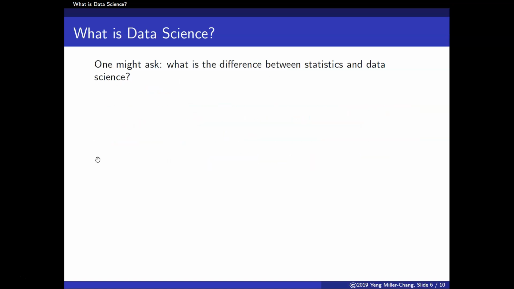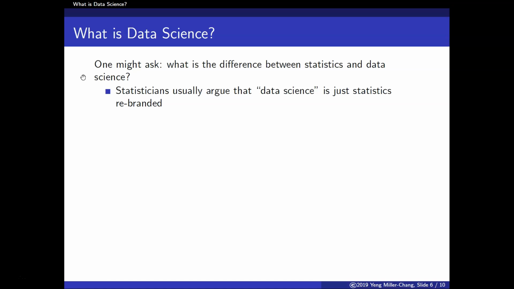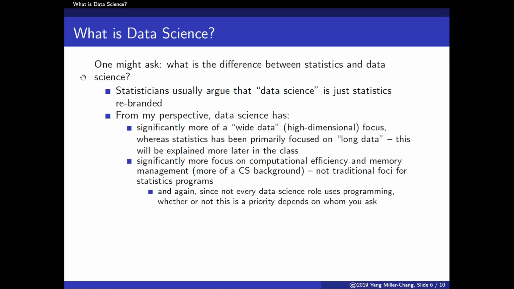A completely valid question is, given the prior definition, what's the difference between data science and statistics? Well, if you were to ask most statisticians, they'd tell you that there is no difference between the two. From my perspective, though, there's much more of a focus on wide data as well as more of a focus on computational efficiency in data science than there is in statistics. Computational efficiency issues are not traditionally of focus in statistics. Again, this is just my opinion, and the answer you will get to this question will depend on whom you ask.